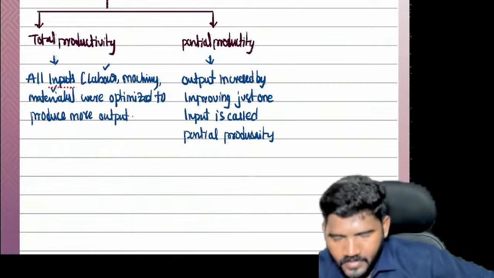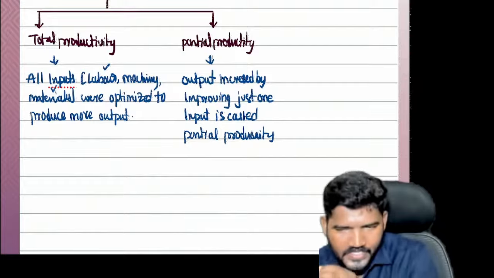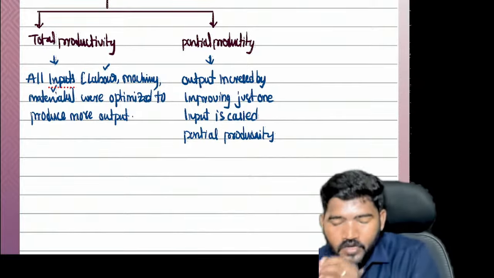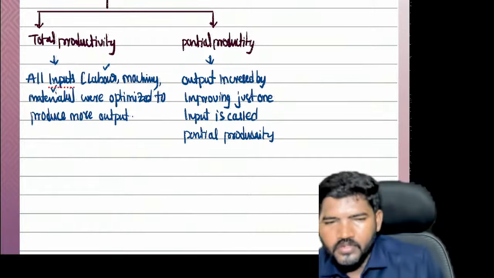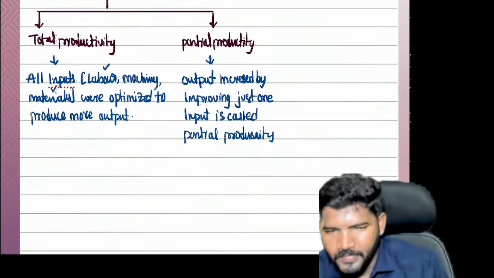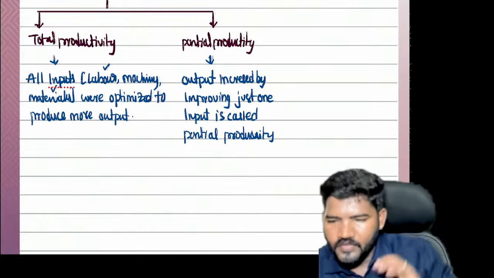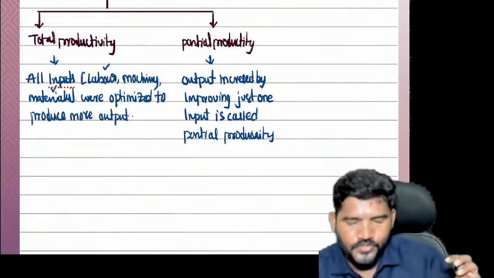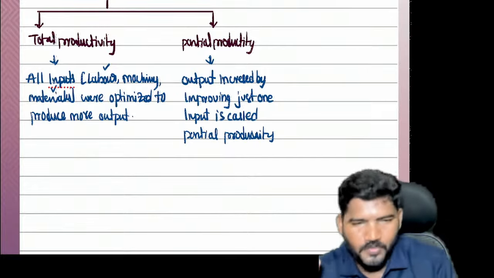It is a cake preparing material. They used different yeast for cake making. Because of that yeast alone, more cakes are produced. So it means they're improving only one material, one input. That's why it's called partial productivity. In simple terms, if you focus on all inputs, it's total productivity. If you focus on only one input, it's called partial productivity.